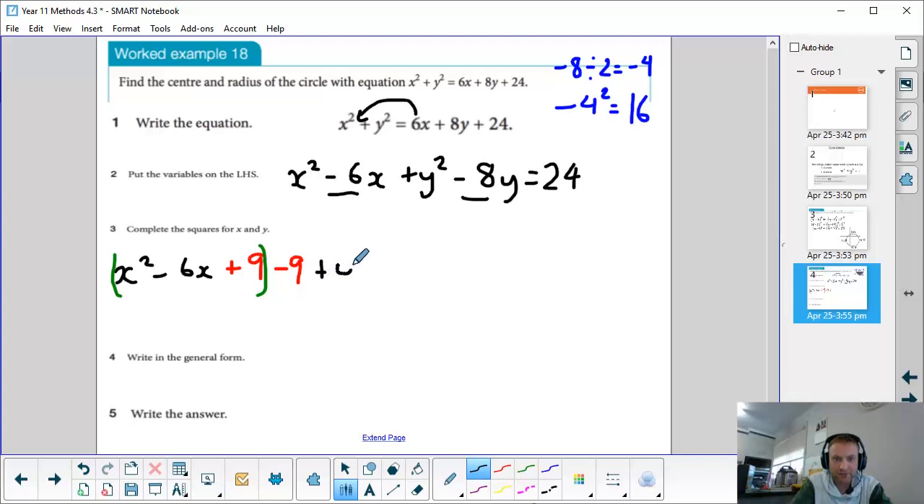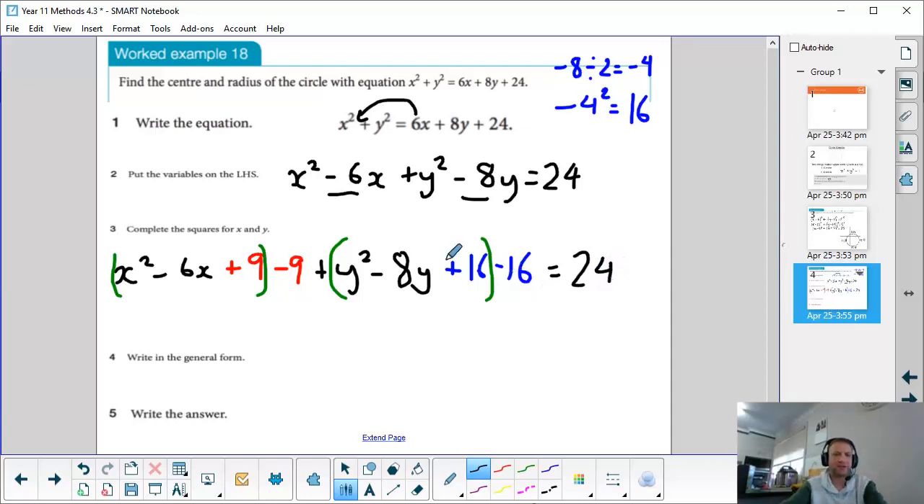We have y squared. We have minus 8y. Now it's time to put my 16s in. We'll be adding 16 and subtracting 16. And it's the first 3 components that get factorized into a perfect square, and then we'll worry about these soon. Equals 24.